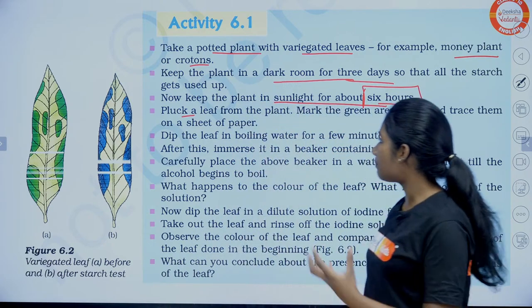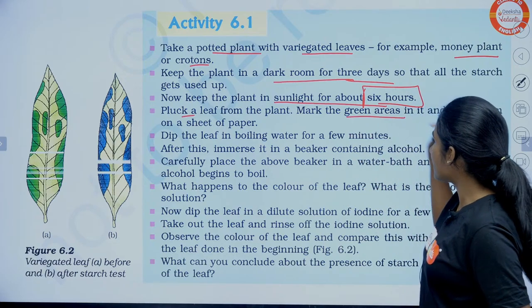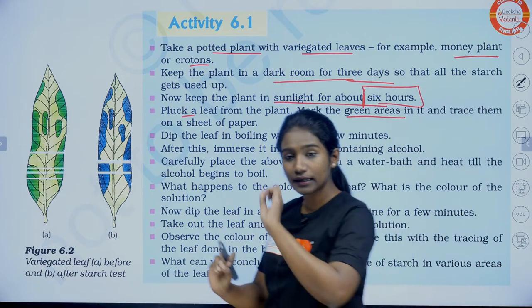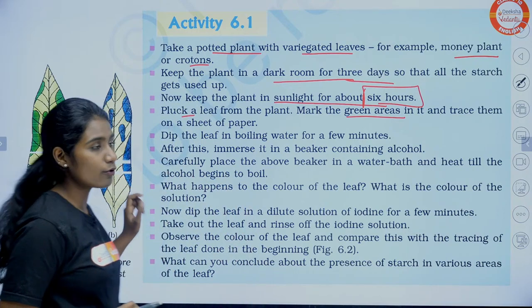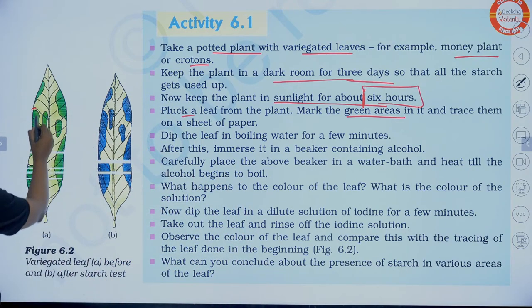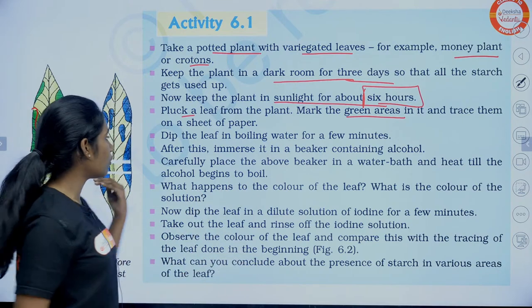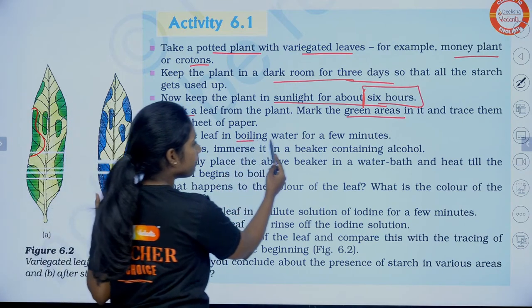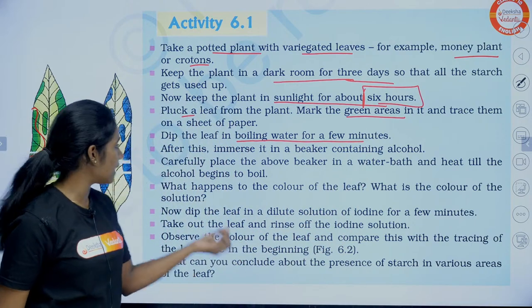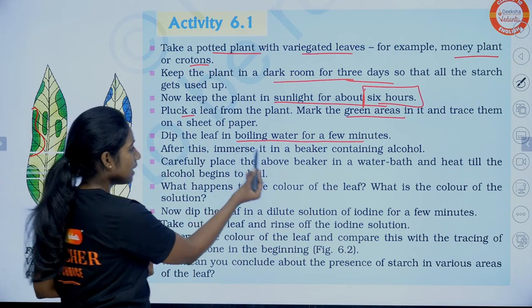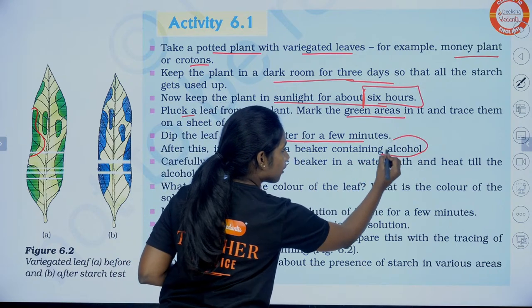Okay, so what are we doing? We pluck the leaf from the plant, and then first we'll have to mark that green region. Okay, first we'll have to mark the green spots on the leaf. Okay, fine. And then what are we doing? We dip the leaf in boiling water for a few minutes, and after this immerse it in a beaker containing alcohol.